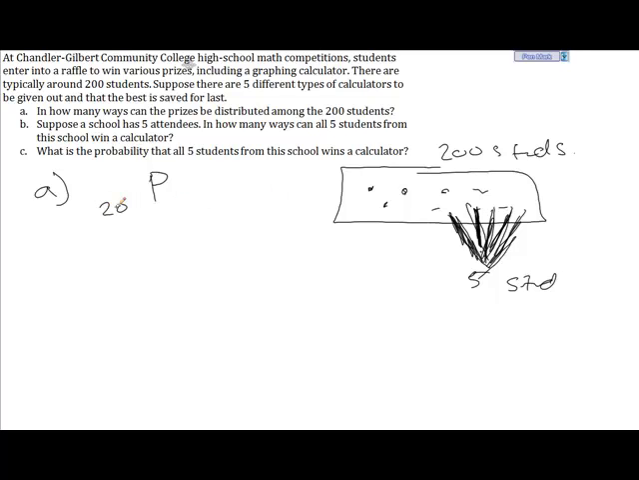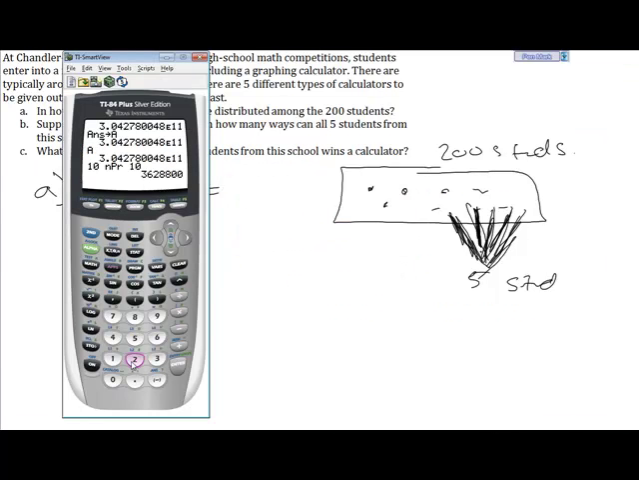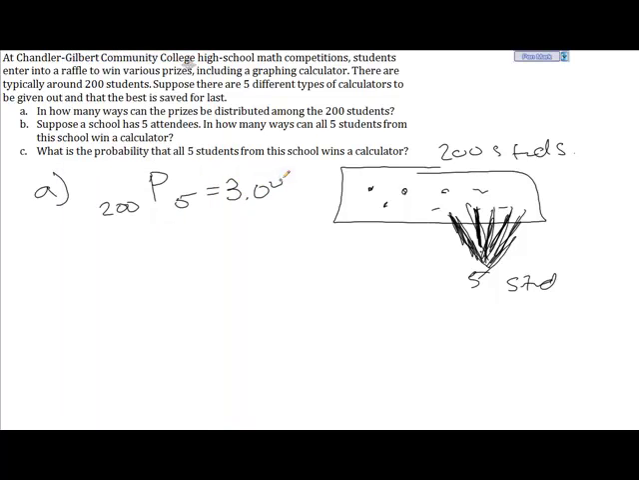So there are 200 students total. We're going to pick 5 of them to win the calculator, and let's see what that gives us. We're going to do 200 math permutation 5, and we get a relatively large number, which we'll just write down. It's 3.04 E11, which means times 10 to the 11th.